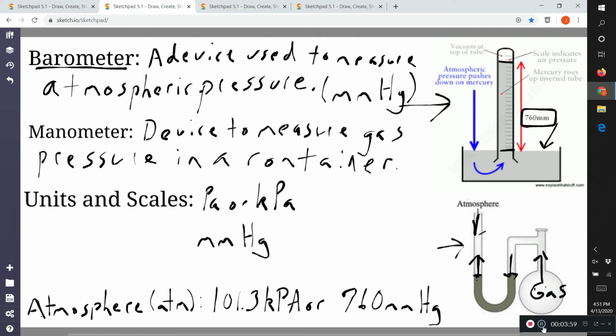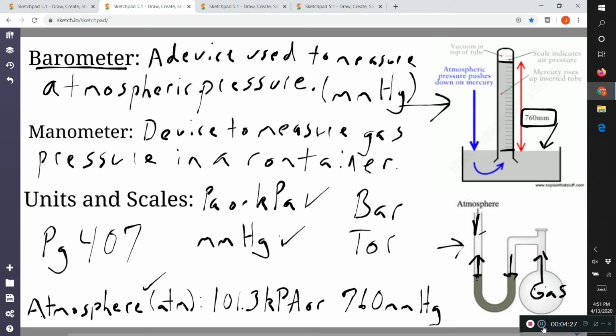In addition to that, there's pounds per square inch, there's bar, which is another measurement, there's torr, which is another measurement. We're not going to mess with bar and torr very often. We will mess with pascals and kilopascals, millimeters of mercury, and atmospheres. Now, if you ever want to convert between the two, on page 407 of your text, there's a table which shows that 1 atmosphere is equivalent to 101.3 kilopascals, which is equivalent to 14.7 pounds per square inch, and so on. So there is a table to reference all these.